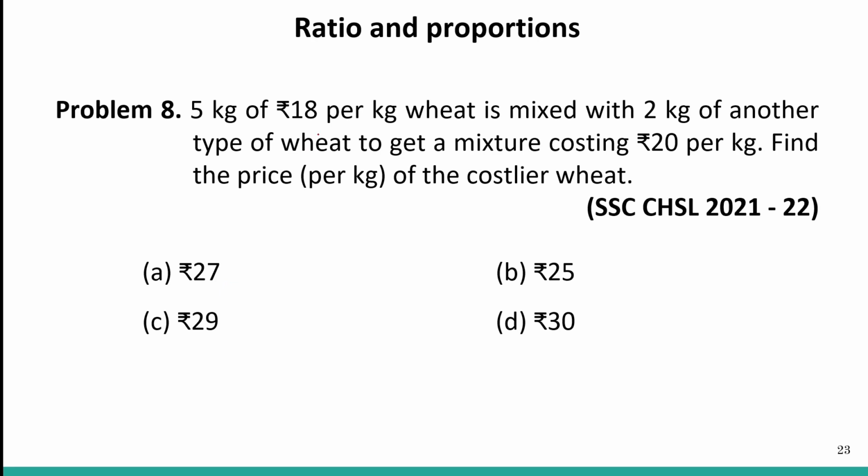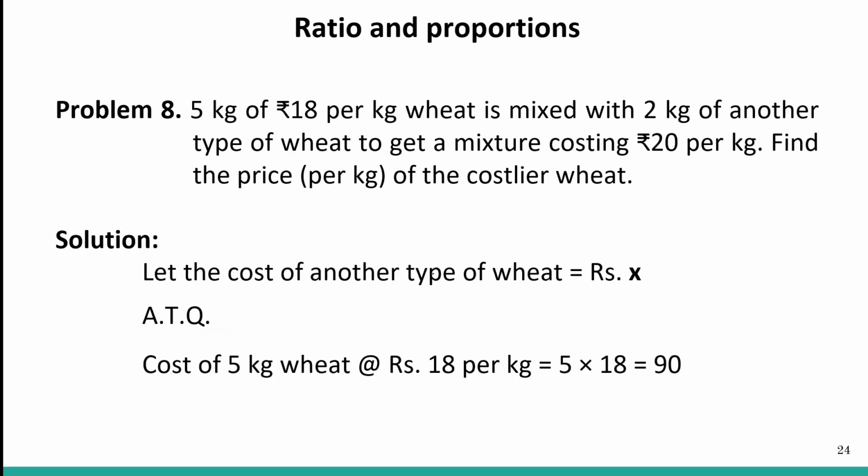So 5 kgs of wheat at 18 rupees per kilo is mixed with 2 kg of another type of wheat to get a mixture costing 20 rupees per kg. So find the price per kg of the costlier wheat. Okay, so is it 25, 29, 27 or 30? Okay, this question has been asked in the SSC CHSL 2021-22 paper.